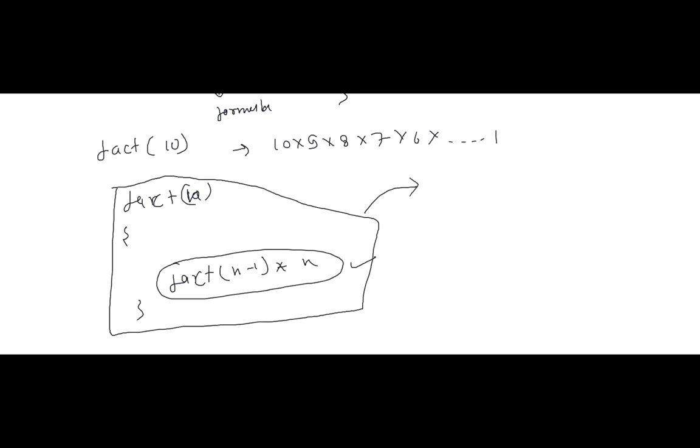Can anyone explain why we will get an infinite loop here? What is missing in this factorial function? Anyone?